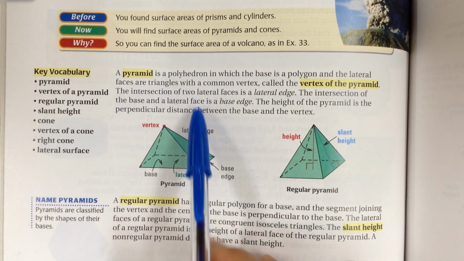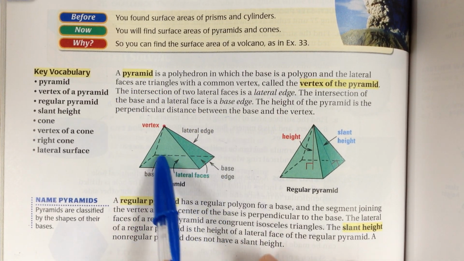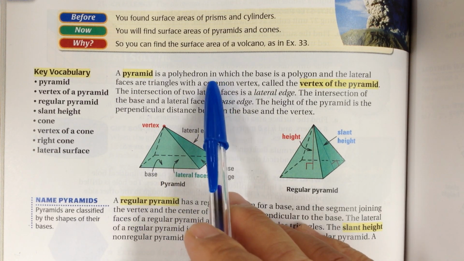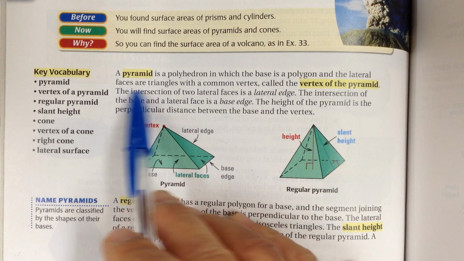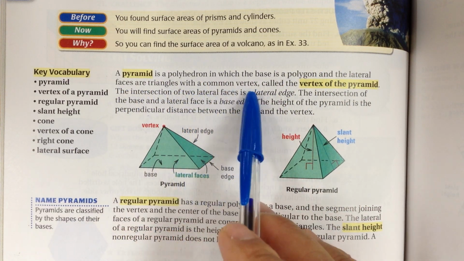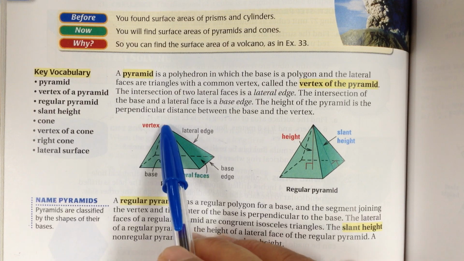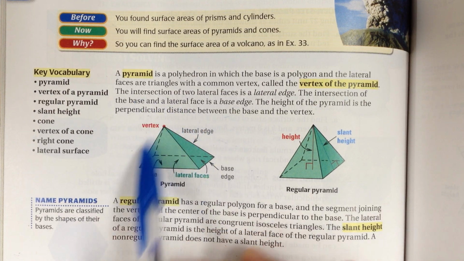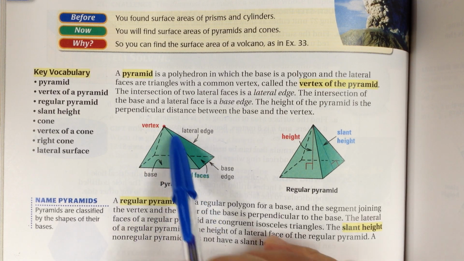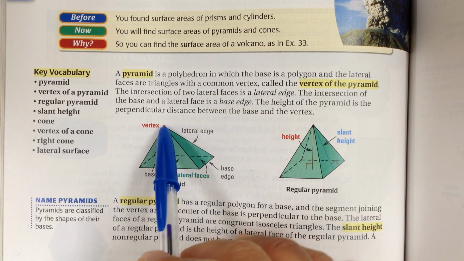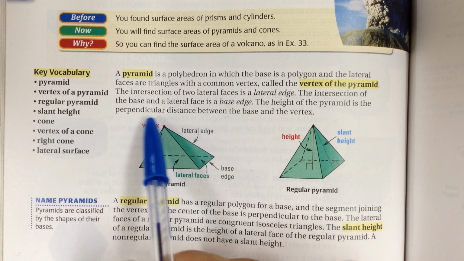A pyramid is a polyhedron, in which the base is a polygon and the lateral faces are triangles with a common vertex called the vertex of the pyramid. So this is what a pyramid looks like. Again, the base is a polygon and all the faces are triangles that meet at the top, at the vertex.